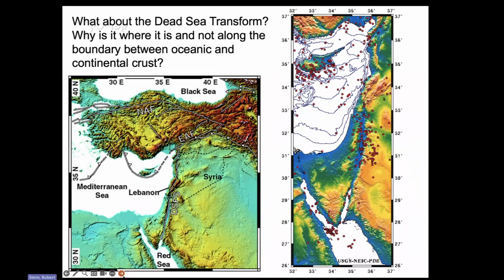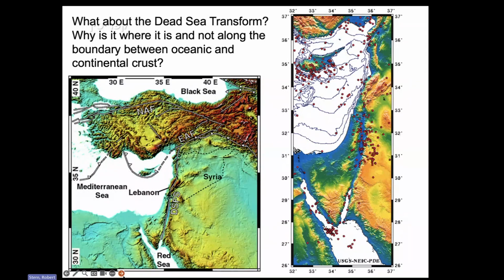Now let's take another look at this in the Dead Sea transform. So we've asked the question, why is that transform located well to the east of the ocean-continent interface? And the same question could be asked in California with the San Andreas Fault. It's obviously got to do with the strength of the lithosphere. Oceanic lithosphere is stronger than continental lithosphere, and continental lithosphere has different strengths, right?